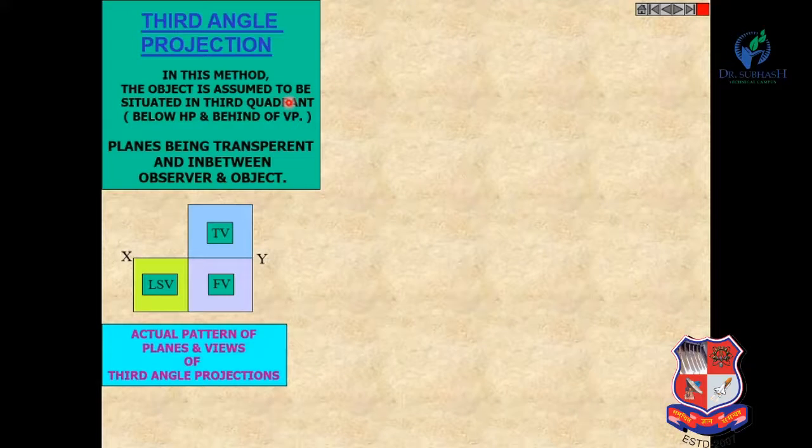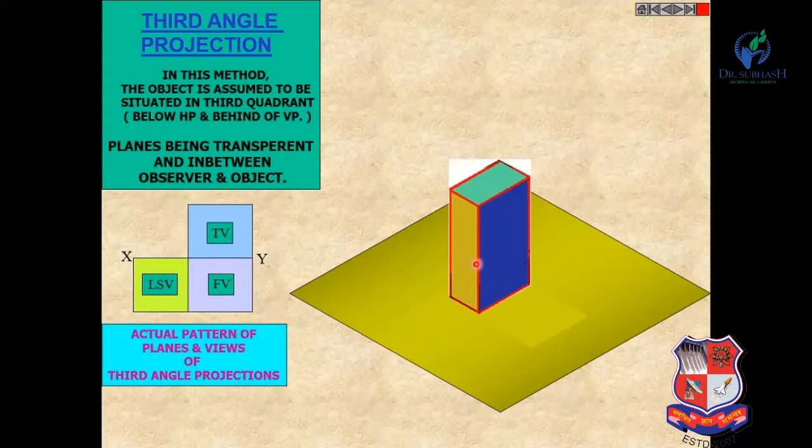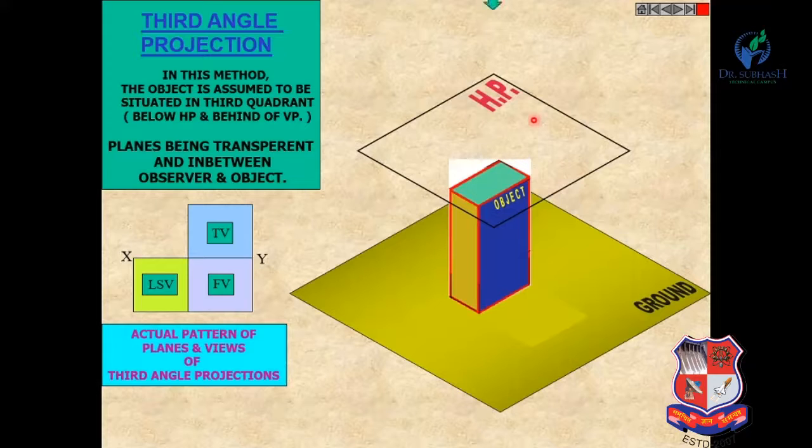Now, the third angle projection method. In the third angle projection method, the object is assumed to be situated in the third quadrant, that means below HP and behind VP. Here you have to remember that the planes are transparent. In this third angle projection method we have to assume that the plane is transparent and in between the observer and the object. So here the plane is in between observer and object. See how our object is there, and this is the ground. This is the ground and this plane is the horizontal plane.